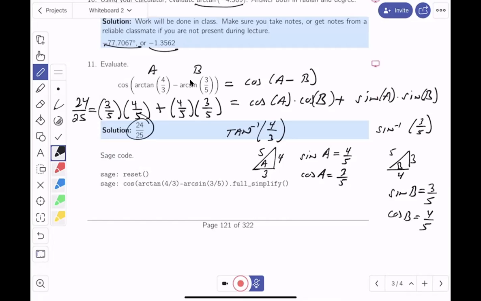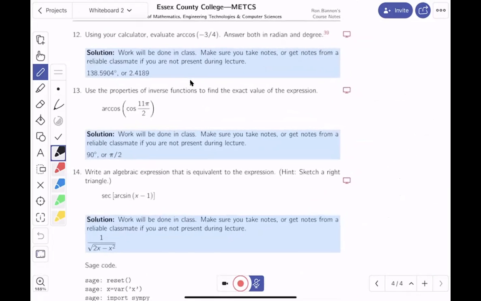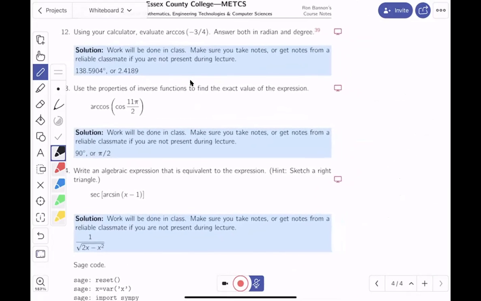24/25ths. I also put down the SAGE code for that for students who are interested in doing the SAGE code. All right, let's go to number 12. Number 12 is: use a calculator, evaluate arc sine of -3/4. There's a point to this one because a lot of people use their calculators and say, oh, my calculator can't do that.